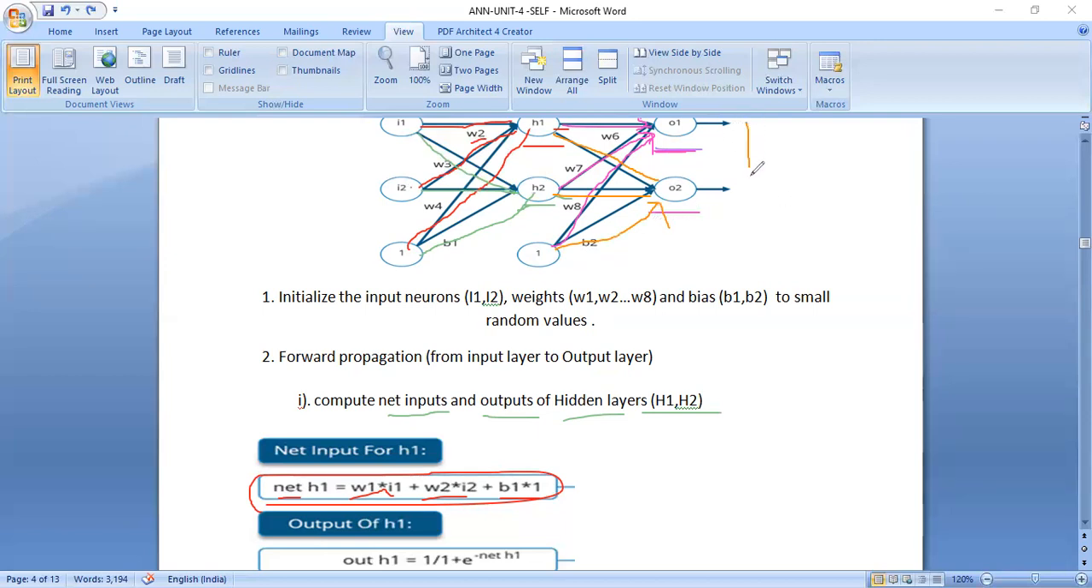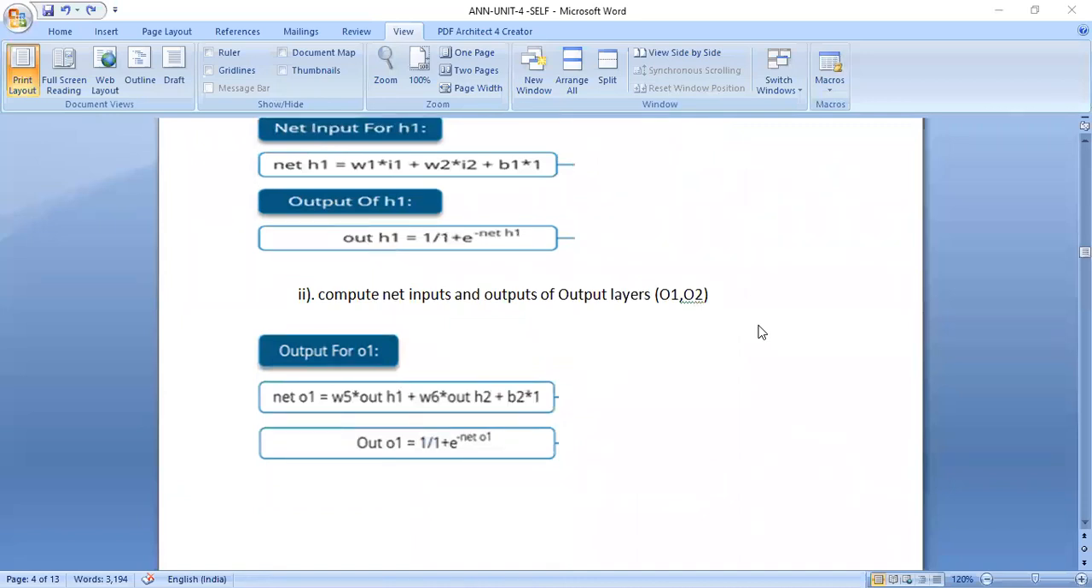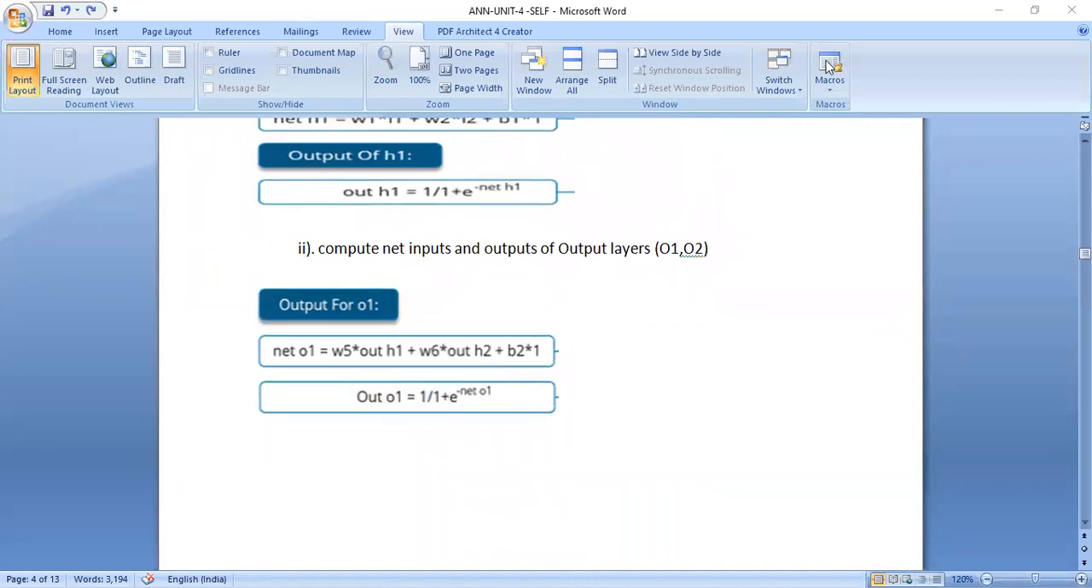Then at this place we are going to calculate the error rate. After the output layer, we are going to calculate the error function. Okay, then if the error is minimum, assume this network is a final model. If the error is maximum, okay, then we would perform the back propagation in this network. Okay, so again we'll see the equations. See, these are the compute net inputs and outputs of your output layer.